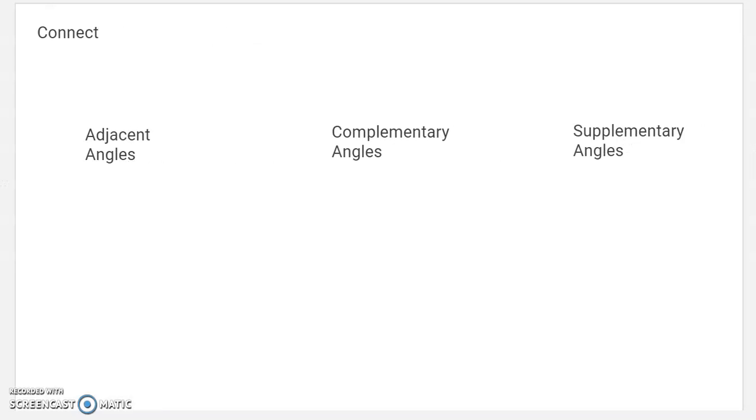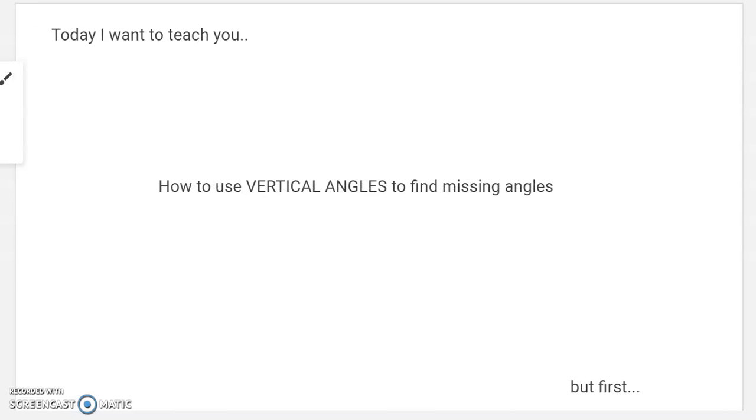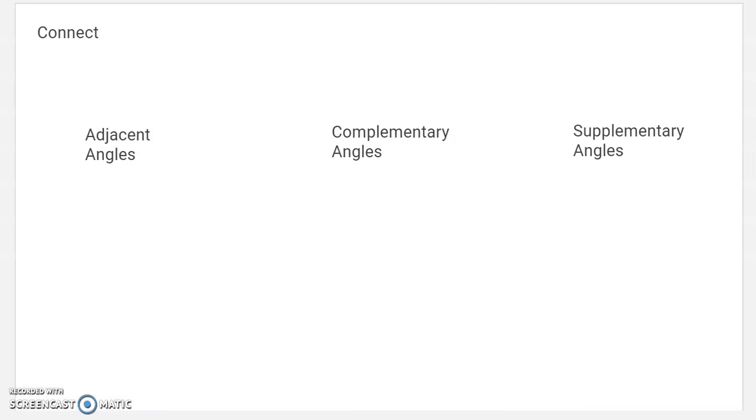All right, let's do a review from yesterday. Today we're going to learn about vertical angles, a new category of angle. Yesterday we learned about adjacent angles, complementary angles, and supplementary angles. Let me give you a quick reminder of what those are.